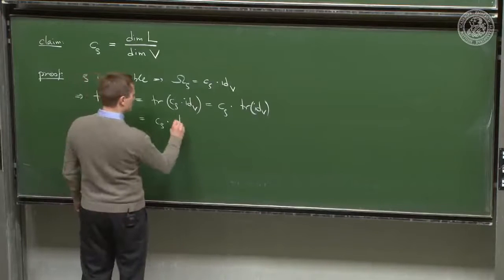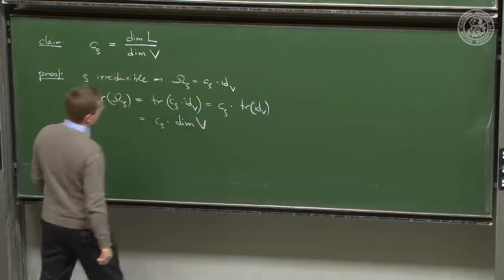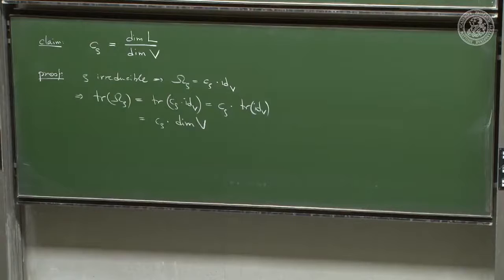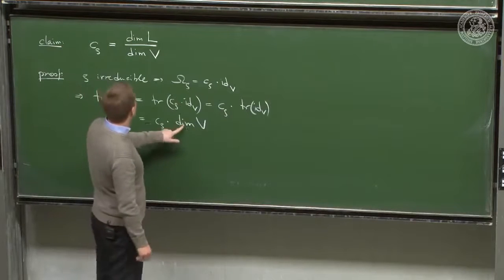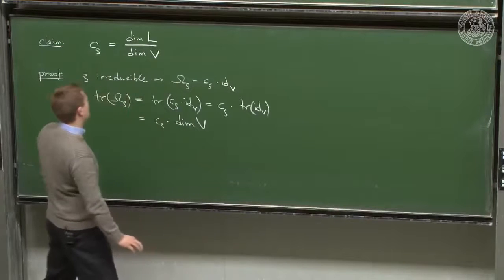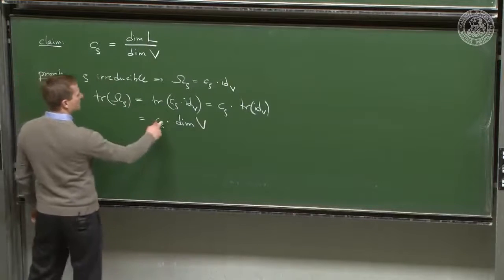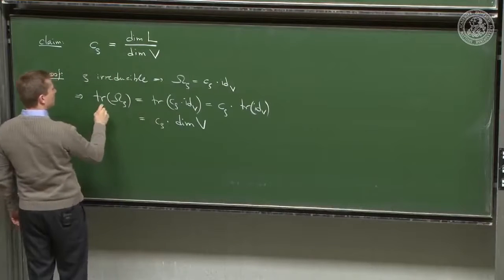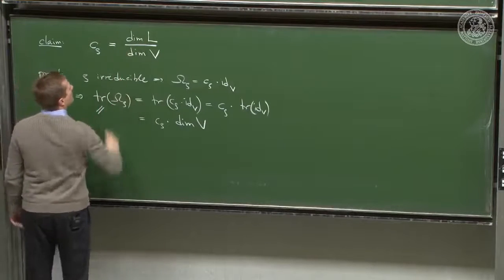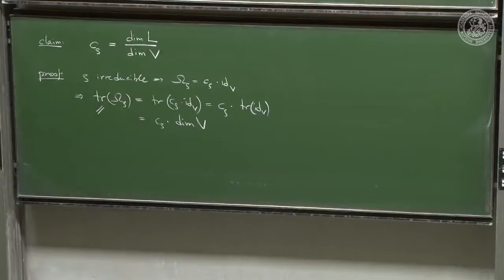The dimension of the vector space. That's right. It's C rho times dim V. So this dim V, we apparently get somehow from here. Okay, that looks good because we have a C rho times dim V. We could take this here. So what we have to show is that the trace of omega rho has something to do with the dimension of L here, I guess. Okay, so let's write down what that is.